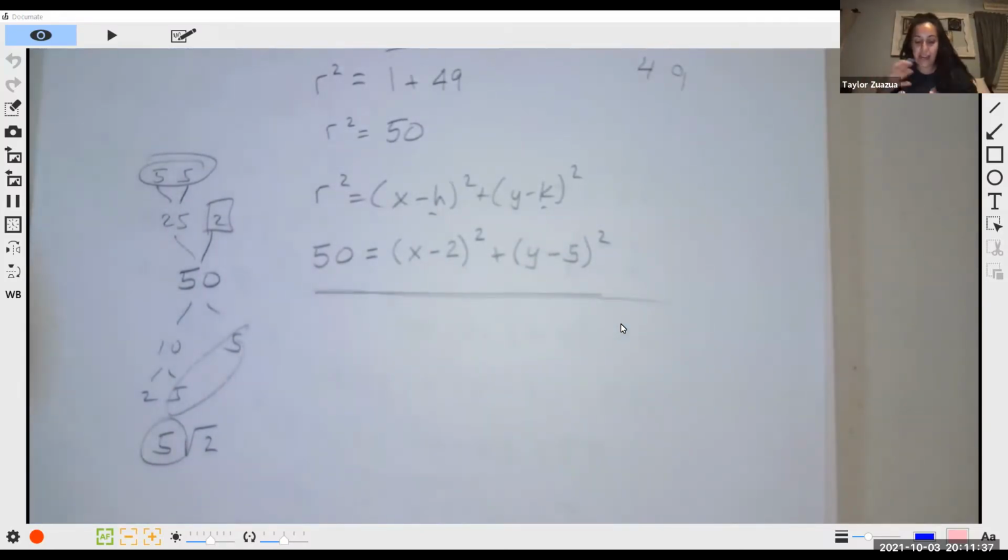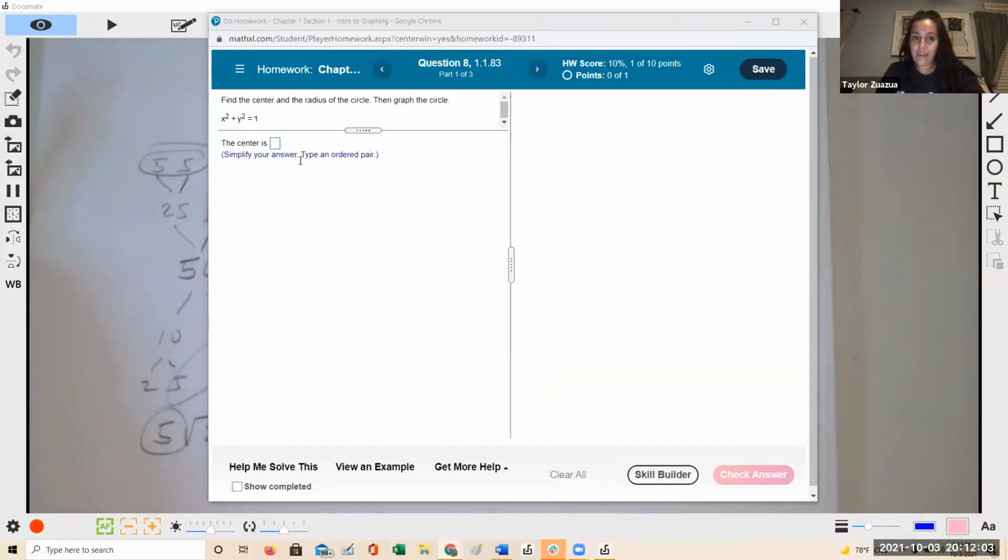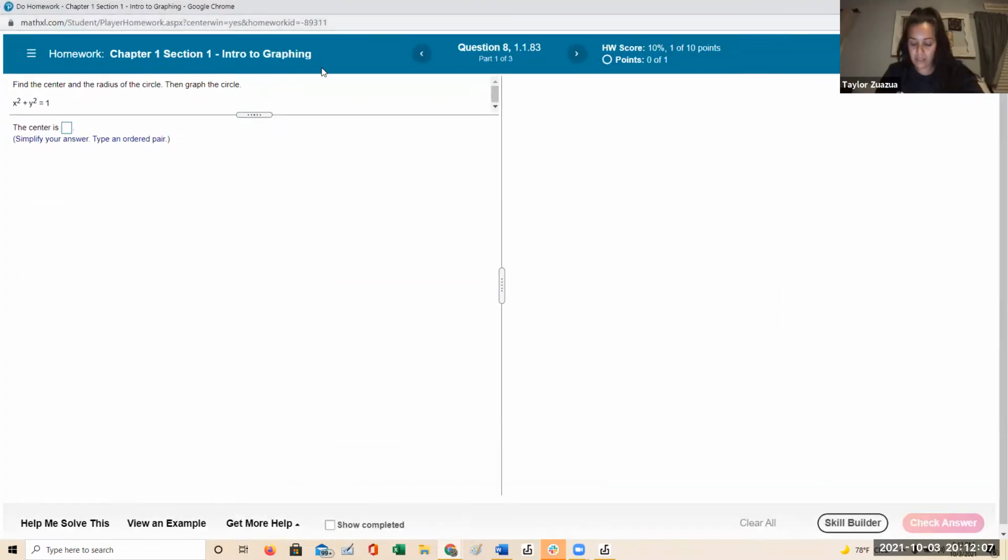Okay, now that I got one question out of the way, I can actually do number 8 if I'm not mistaken. Because I kept getting them wrong, I was like, something's not right, something's not working out for me. So number 8 was the next question: find the center and the radius of a circle, then graph the circle. Yes, you have that right there, right? That's the next question.